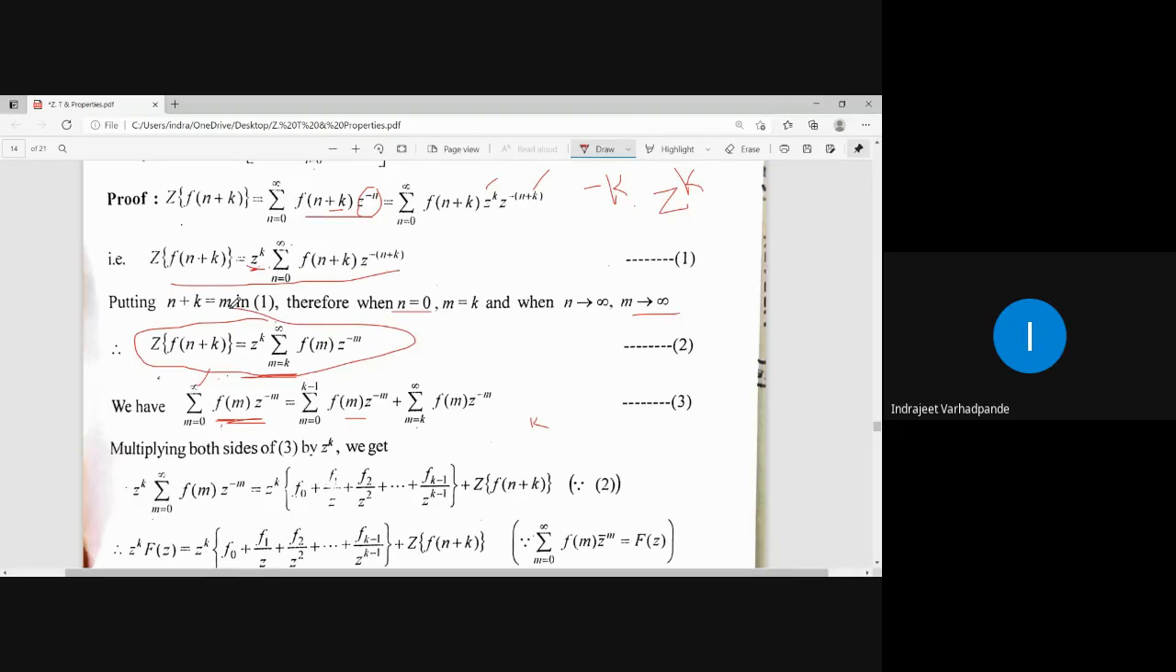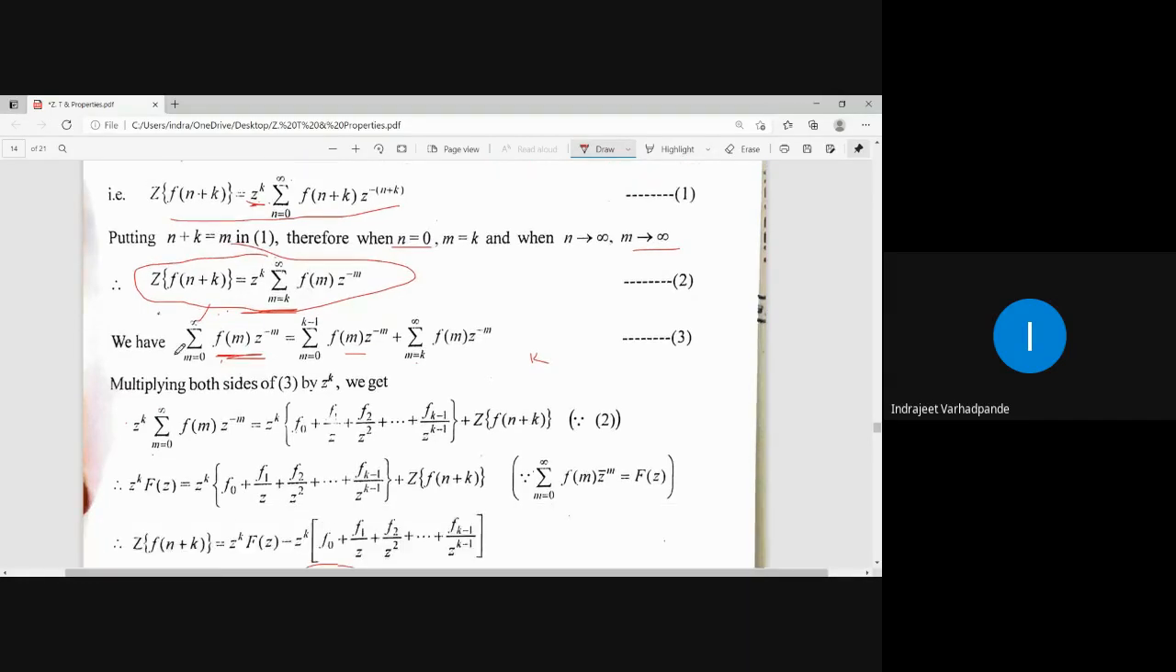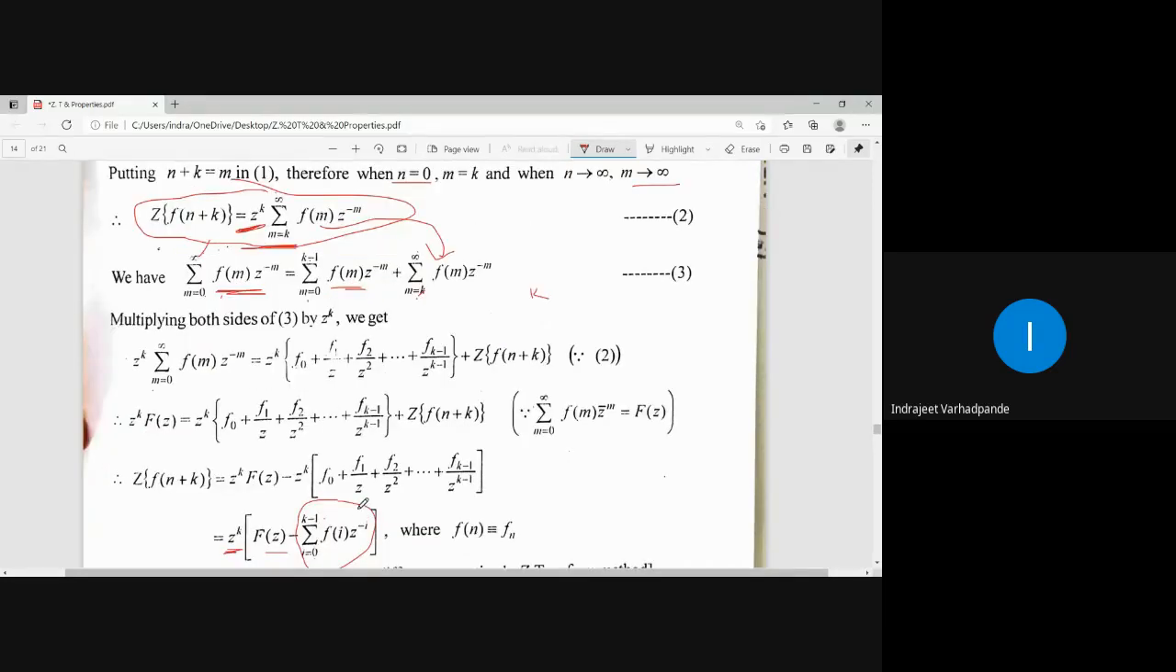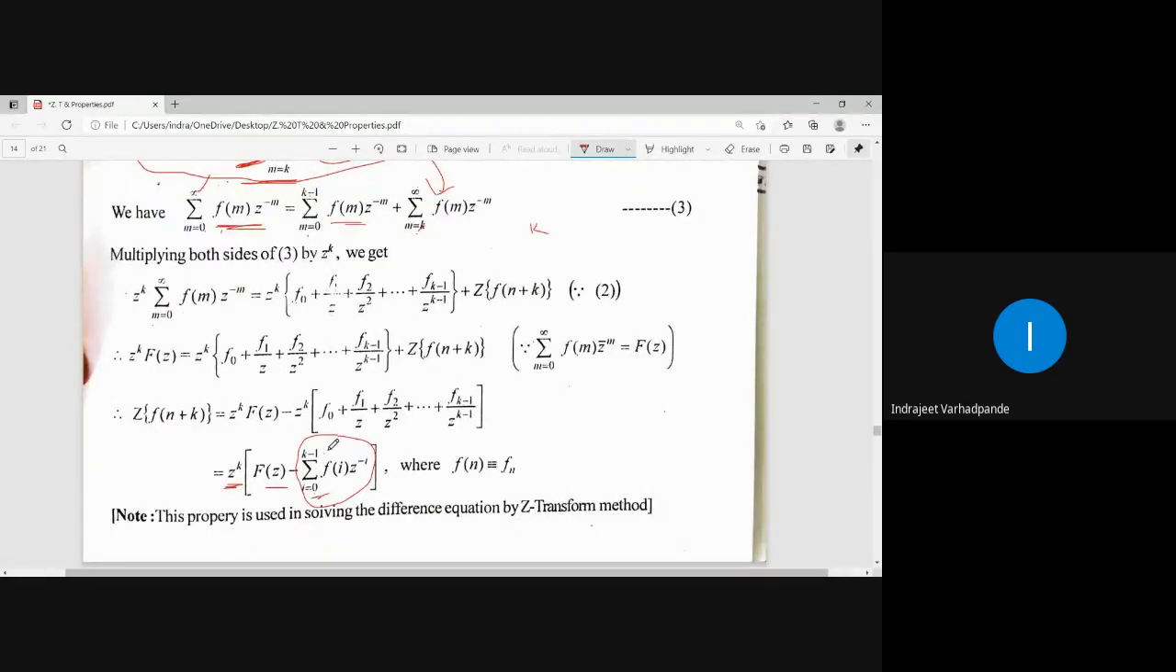But in the result, I want the term as f of z. So as per the definition of the z transform, the summation should go from 0 to infinity. So 0 to k minus 1 will be one term, and the k to infinity term gets absorbed. And multiply both sides by z to the power k. So this will now be generalized in the form of i, and the summation will run over 0 to i minus 1, and this is what I am getting as the value of z of f of n plus k.